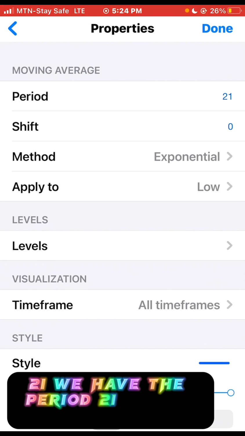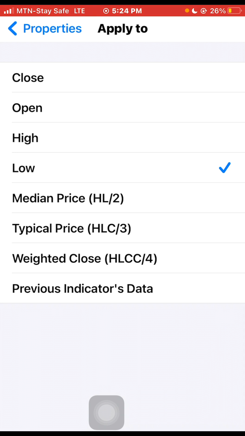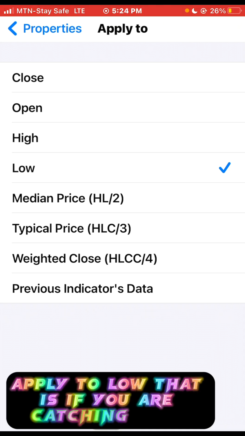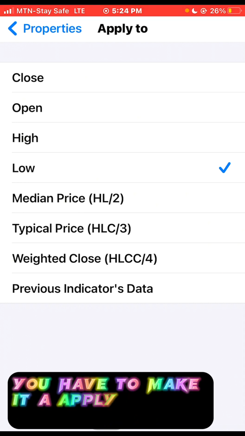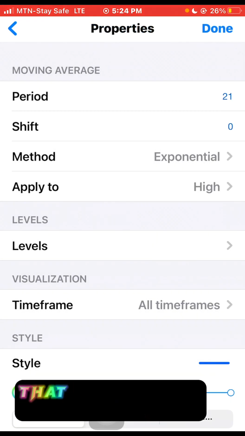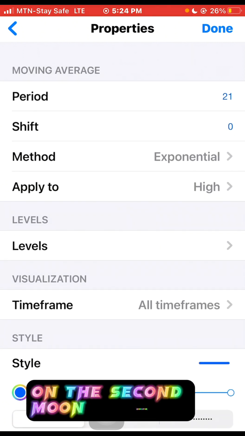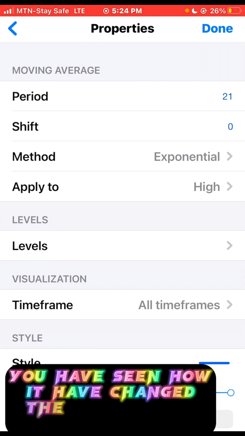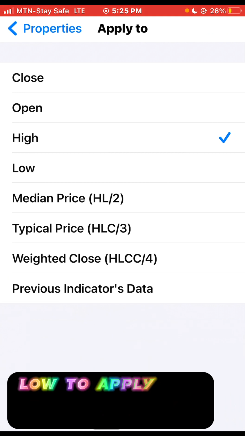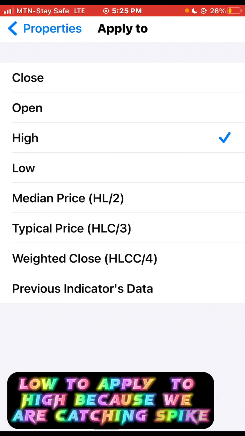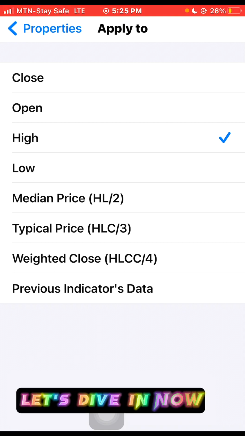We have period 21, shift 0, method exponential, applied to low. That is if you are catching spikes, but if you are swinging, you have to make it apply to high. Simple. That is the only thing you will change. On the second window, you have seen how the 21 moving average changes from apply to low to apply to high, because we are catching spikes and we are scalping trades in this strategy.